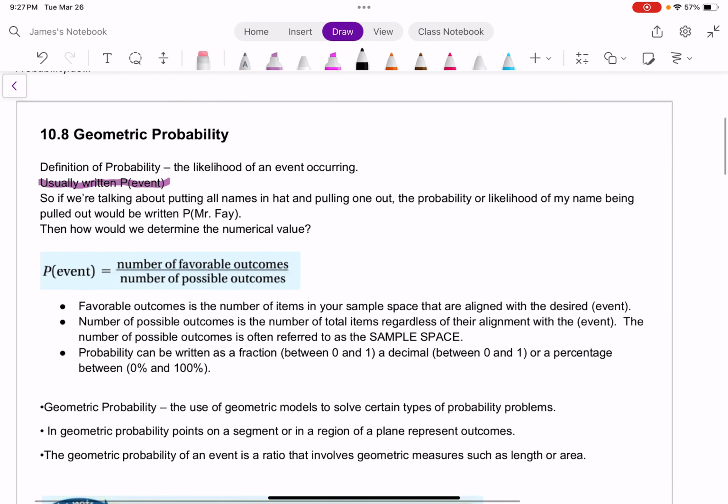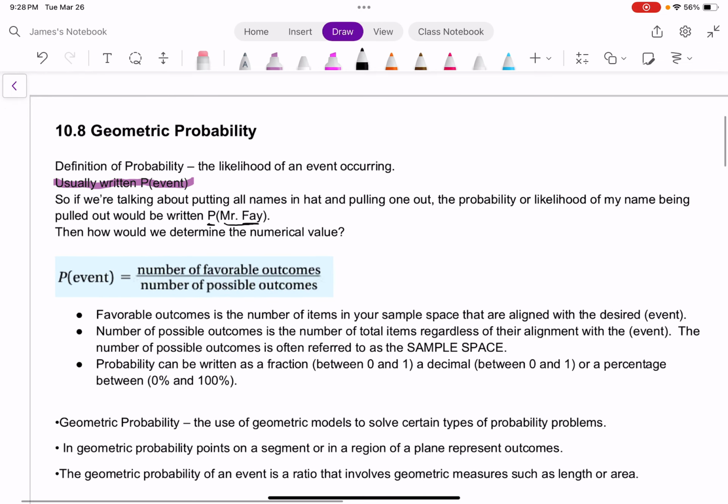So if we're talking about putting everybody's names in a hat, my name included, and I ask the probability, the likelihood, of my name being pulled out of the hat, we would write it as probability, capital P for probability, and then this is the event, so my name getting pulled out of the hat. A lot of times you've dealt with cards. What's the probability of pulling an ace out of a deck of cards? What's the probability of pulling a 3 out of the deck of cards? So that object in the parentheses is the event that we're interested in.